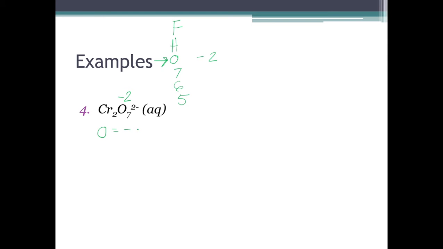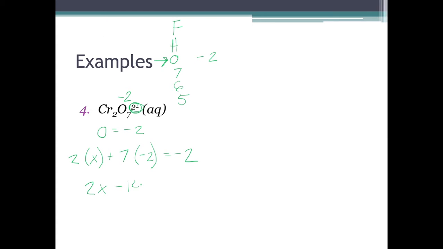Oxygen will be -2. We have 2 chromium atoms. We don't know what their oxidation state is. We also have 7 oxygen atoms. Each of those has an oxidation state of -2. When we add these all together, we should get the charge of this ion, which is a -2.